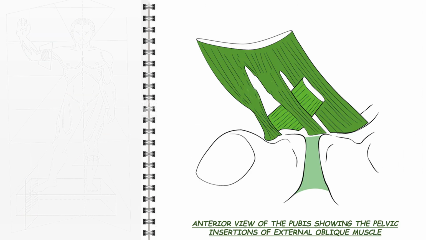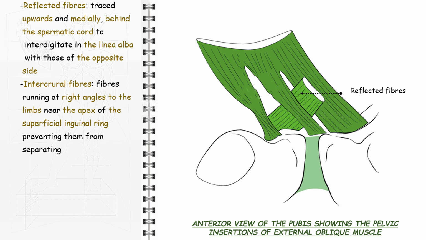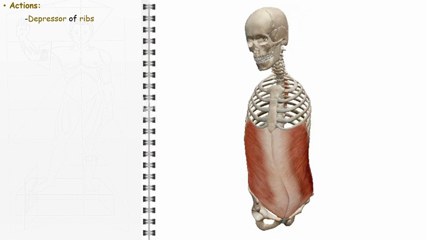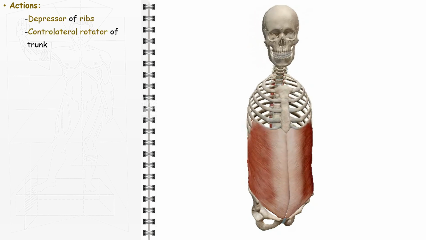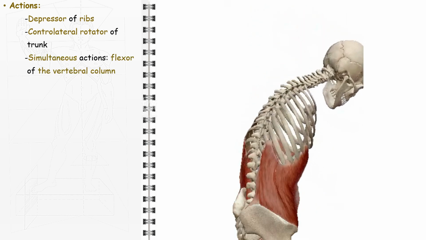The reflected fibers of the external oblique aponeurosis are traced upwards and medially behind the spermatic cord to interdigitate in the linea alba with those of the opposite side. The intercrural fibers are fibers running at right angles to the limbs near the apex of the superficial inguinal ring, preventing them from separating. The external oblique muscle is a depressor of ribs and contralateral rotator of trunk. The simultaneous actions of the two external obliques produce flexion of the vertebral column.